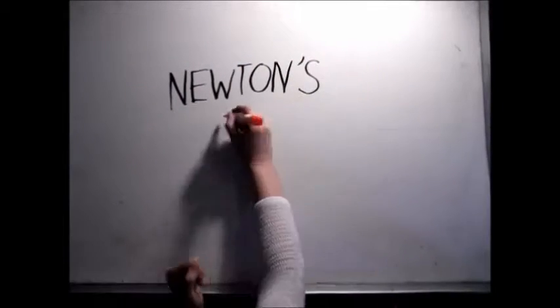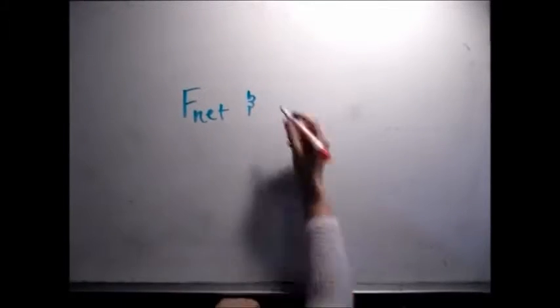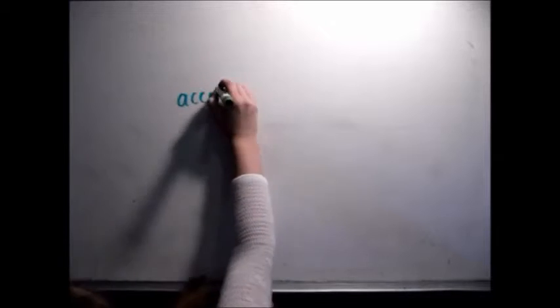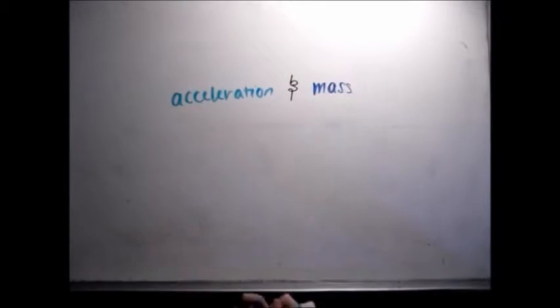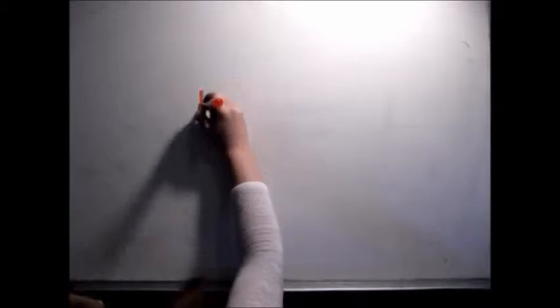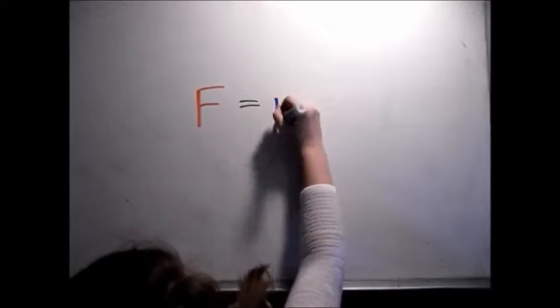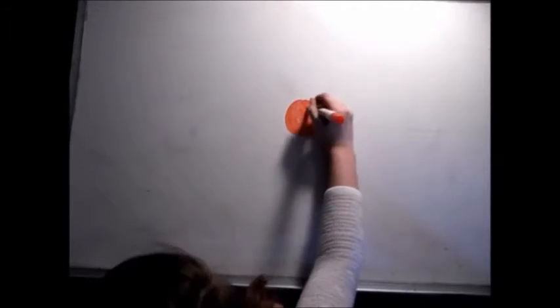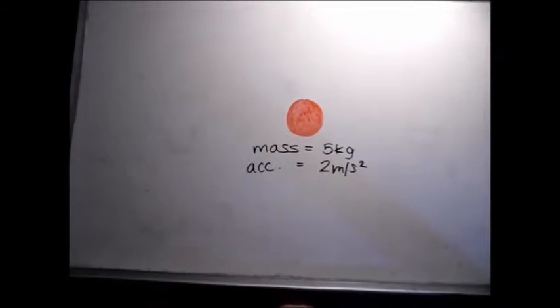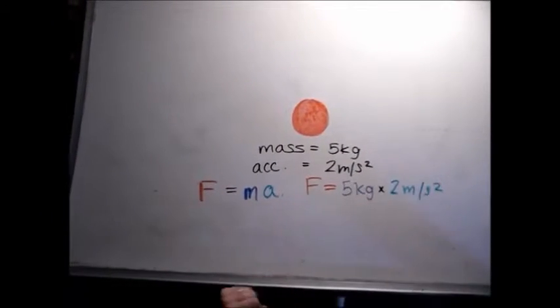Newton's second law. Newton's second law states that the net force and acceleration of an object are directly related to each other, while the object's acceleration and mass are inversely related to each other. The equation typically used for Newton's second law is F equals ma. If a ball had a mass of 5 kilograms and an acceleration of 2 meters per second squared, then the force on the ball would be 10 newtons.